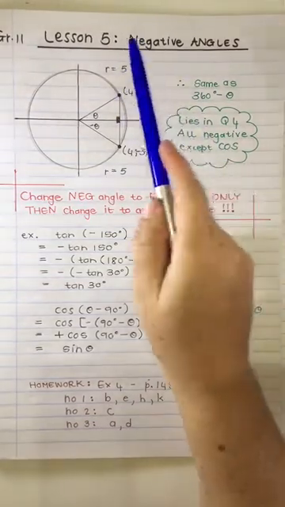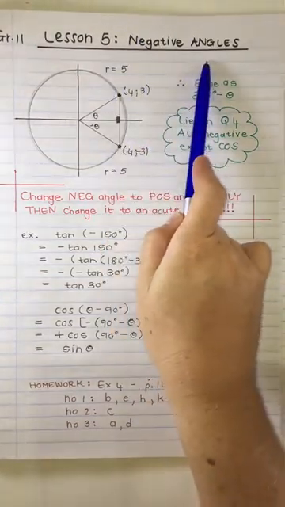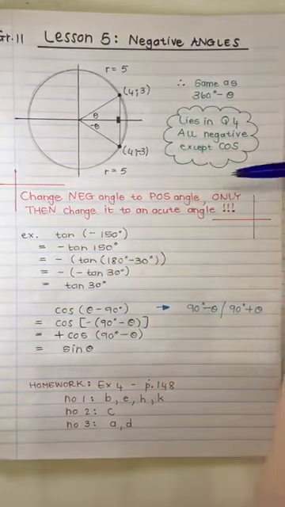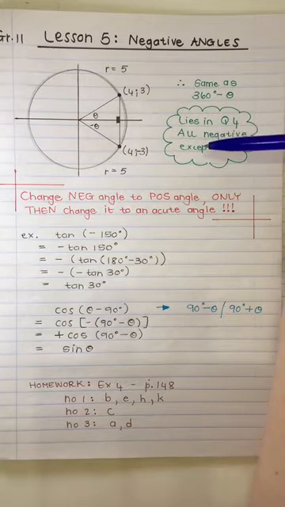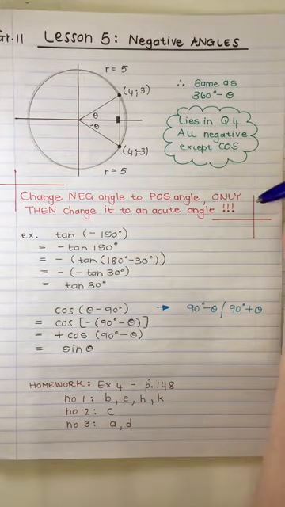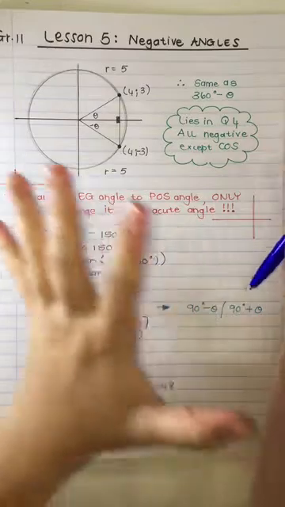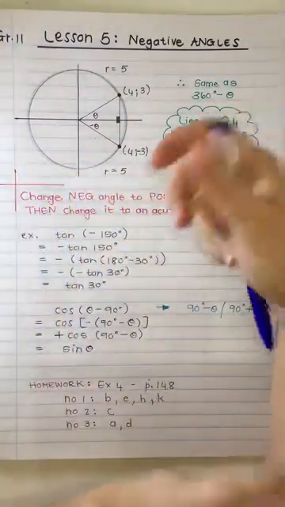Okay, today we are doing lesson 5, negative angles. We've worked with negative angles before with our reduction formulas, so we have an idea what it is. This is just to better explain them and to show you how to apply them.